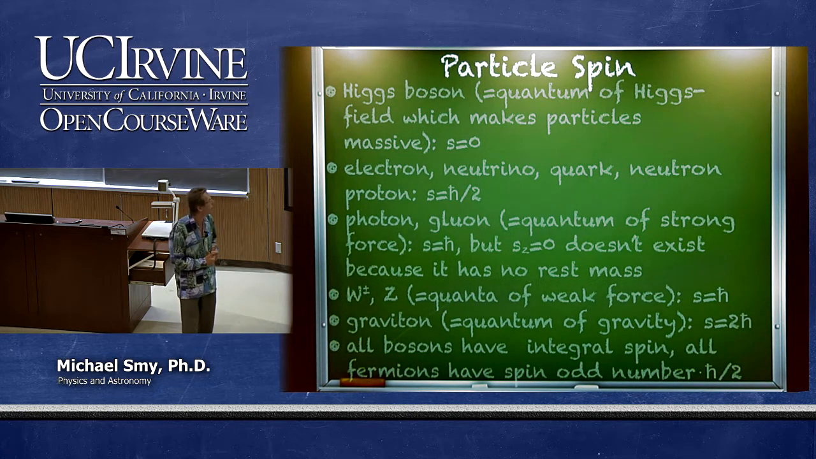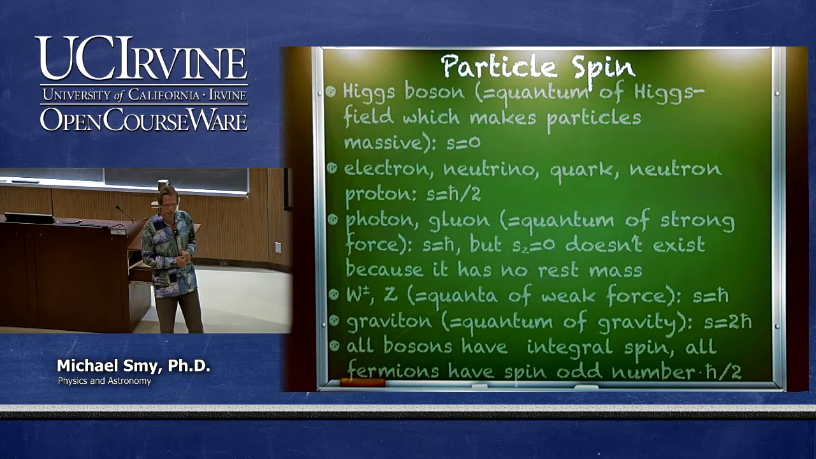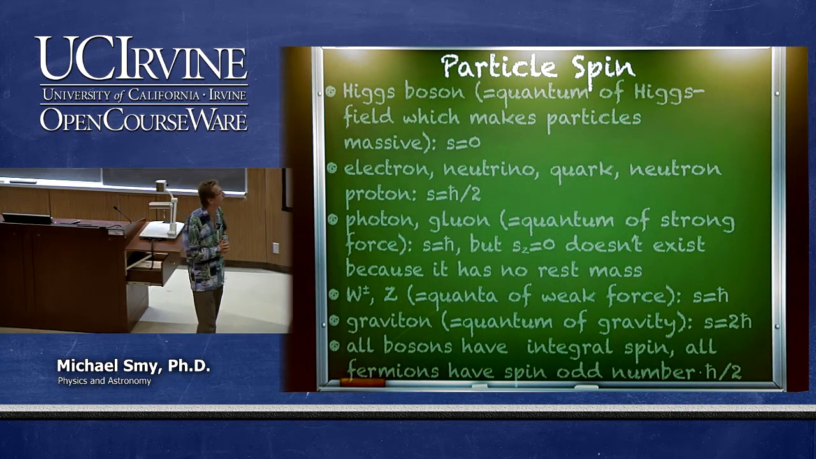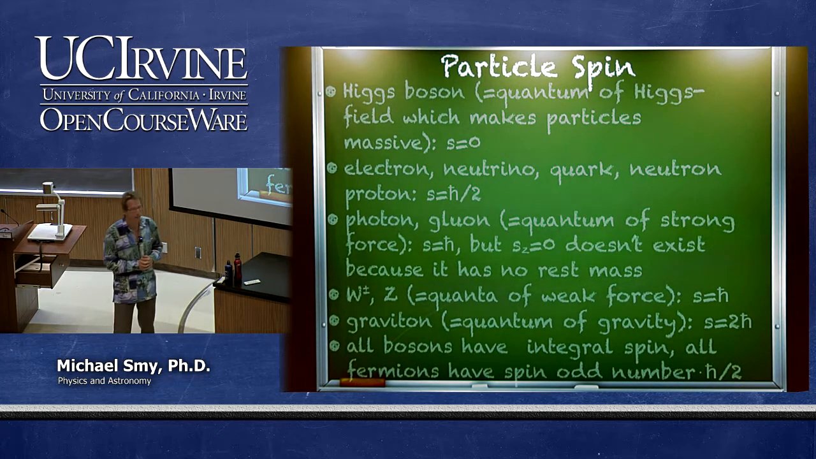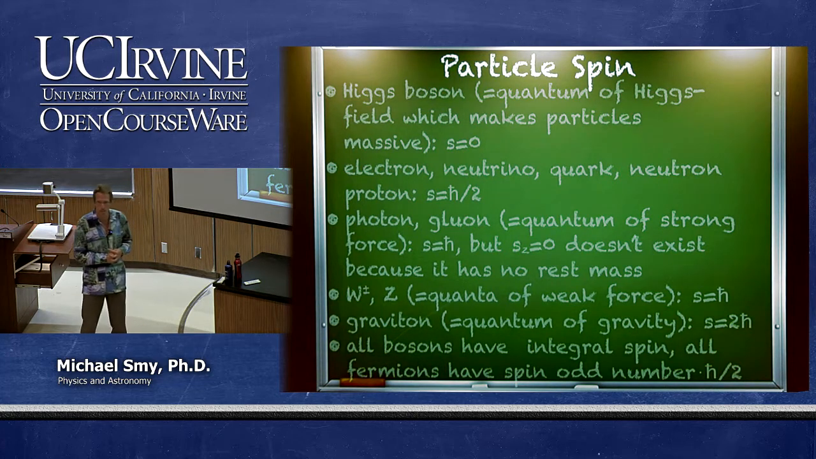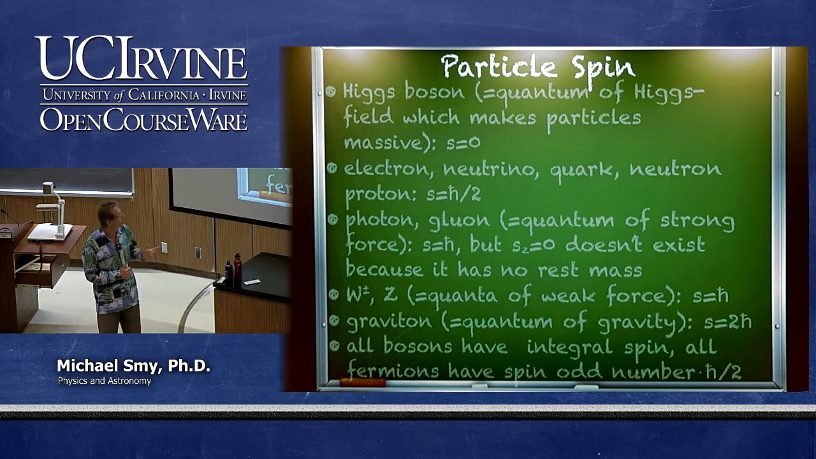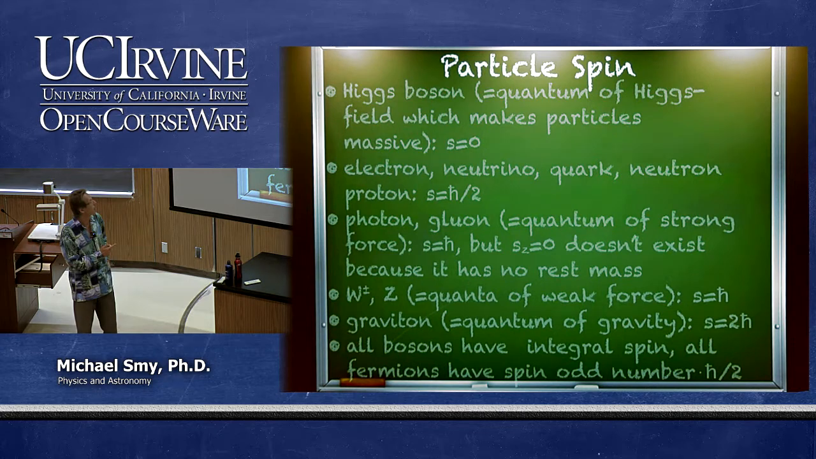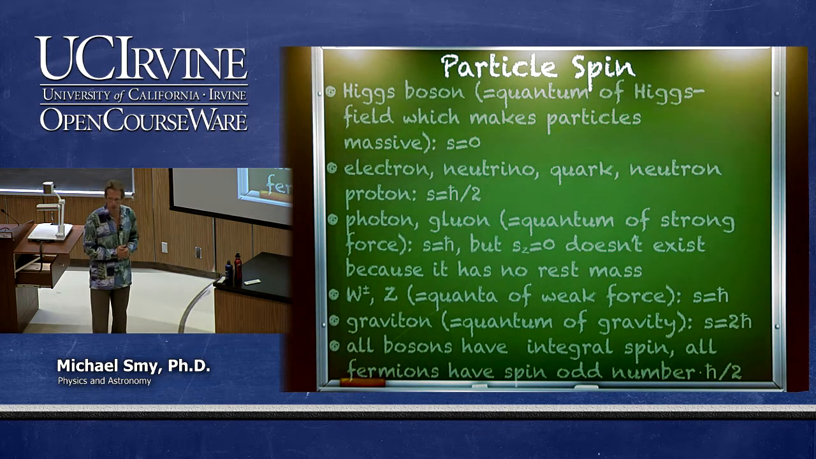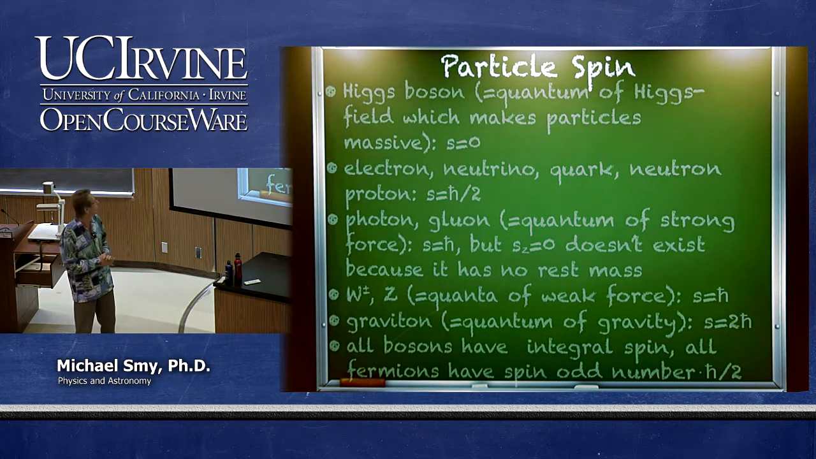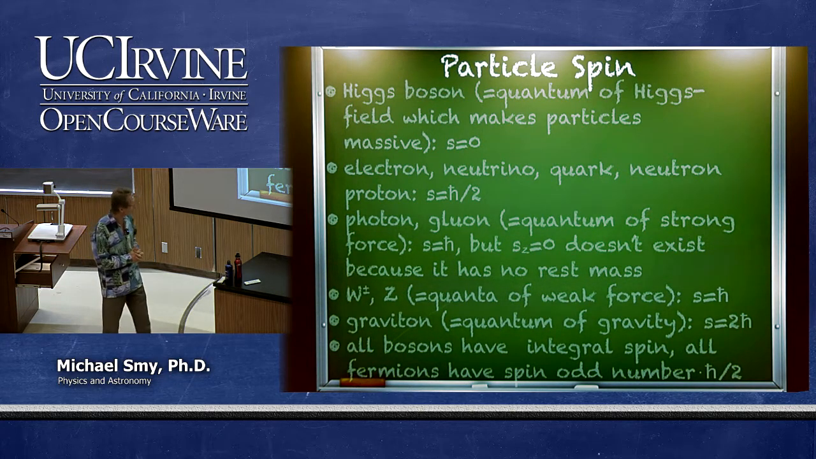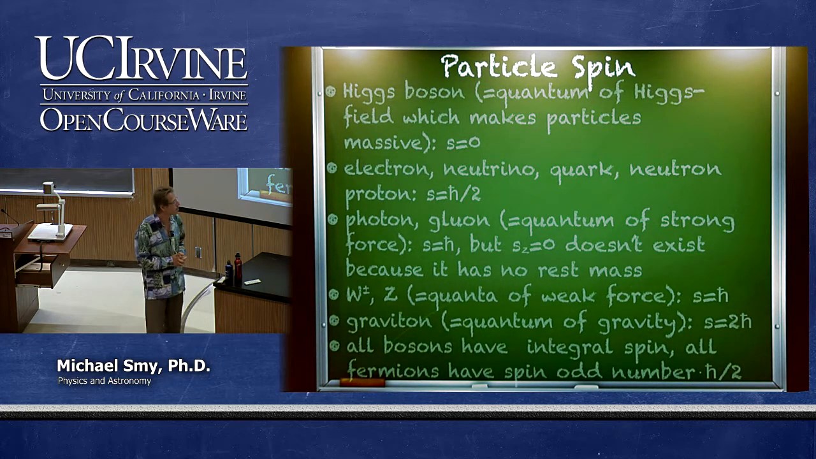It has spin of h bar. However, because the photon is massless and so is the gluon, one of the z components doesn't exist. You can't have the z component of the spin being 0. It can only be plus h bar or minus h bar. The W and Z bosons, which are the quanta of the weak force, also have a spin of h bar, but all three components exist because those are massive. Then finally the graviton, that is the quantum of the force of gravity, has a spin of 2 h bar.